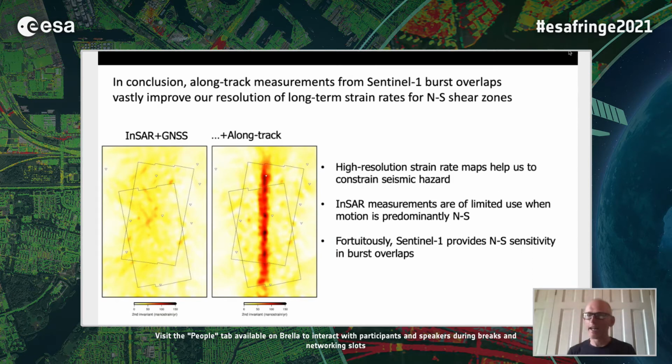So that's it. Just to conclude then, the take-home message here really is that by including these along-track measurements in our strain rate estimations, we can really improve our estimates in areas where we have significant north-south motion. So thank you very much.